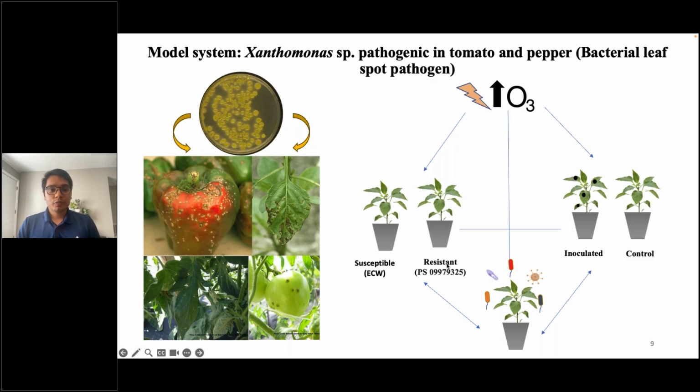As we know, quantitative resistance is known to be a stronger resistance as compared to dominant resistance, and we want to study the effect of the pathogen. Here we have pathogen inoculated and control plants on this host resistance as well. So our overall study examines the effect of elevated ozone and the pathogen on host resistance and the phyllosphere microbiome.